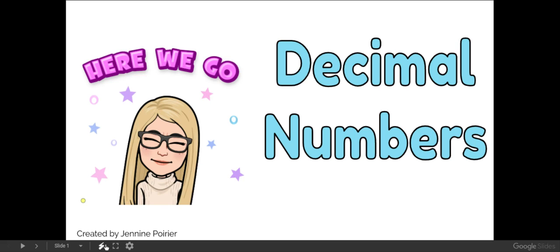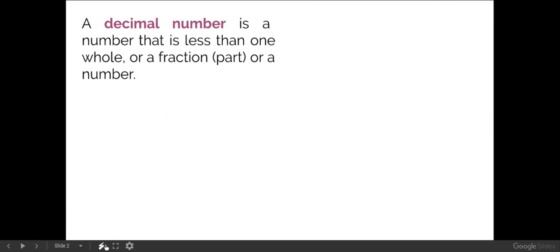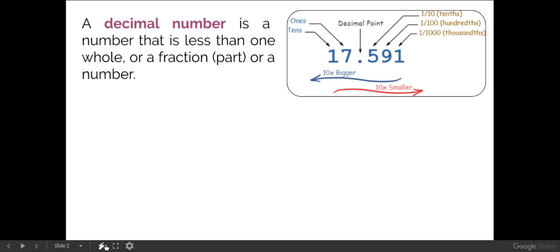This video is an introduction to decimal numbers. A decimal number is a number that is less than one whole, or a fraction, or a part of a number. When we look at a decimal, we are very familiar with whole numbers, tens, ones, and so on. But after the decimal, it's part of the next number. So we look at it, there's tenths, there's hundredths, and there's thousandths.